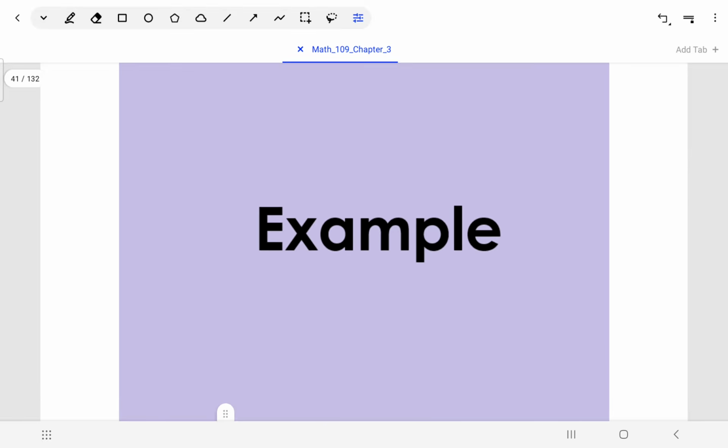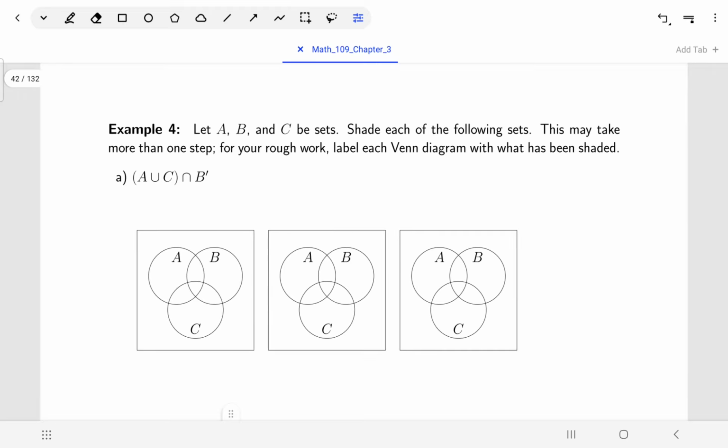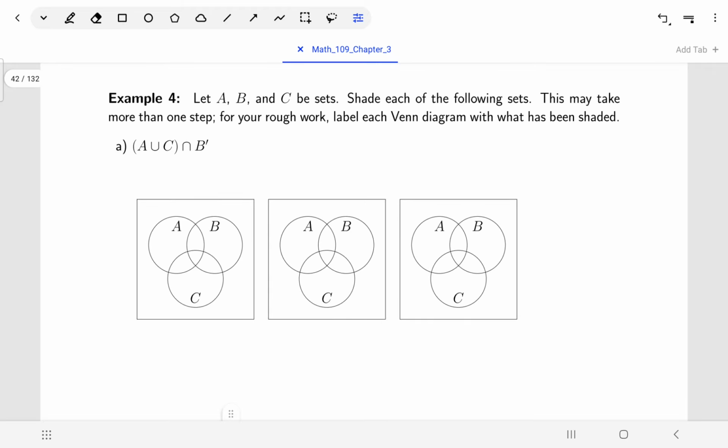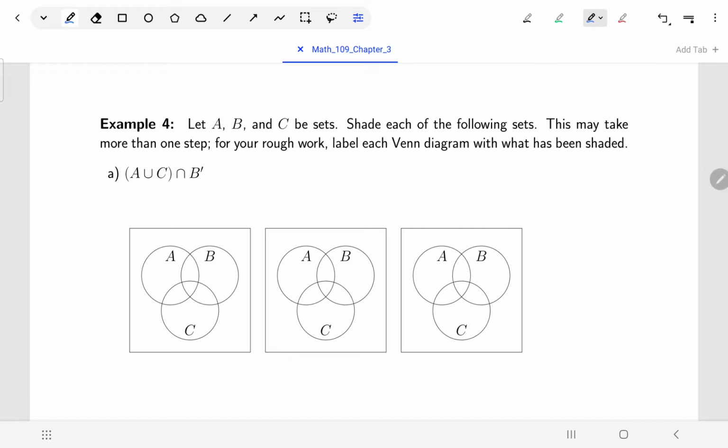Okay, let's do another example, this time the reverse. So we've got ourselves an expression, and we would need to come up with the shaded regions. So I'm going to first divvy this up into little parts. If I wanted to find that whole expression, A union B intersect, A union C intersect B complement, I'll need to know where A union C is. I'll need to know where B complement is, and then I can do the intersection as my last step. So A union C intersected with B complement.